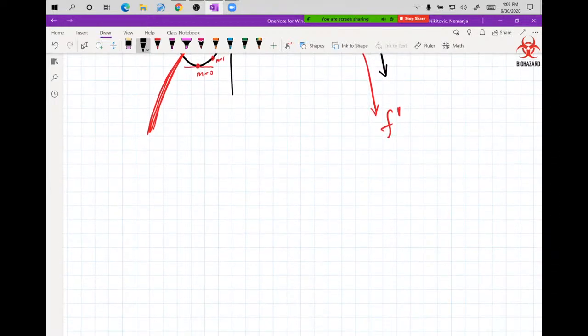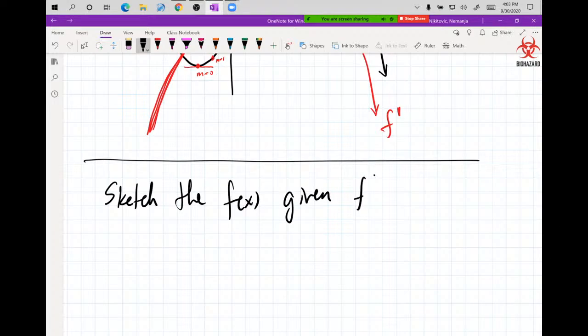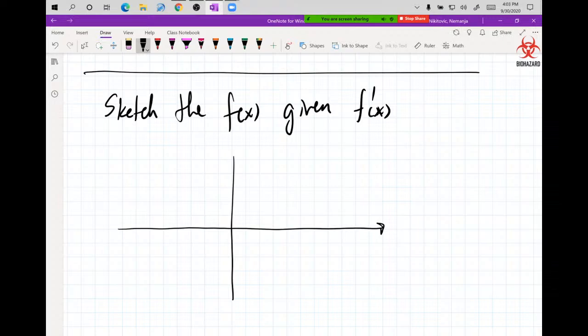Now, let's say derivative is given and you want to sketch the function. Sketch the function given the derivative. And now let's say I give you the derivative that looks like this. So this is your f prime of x.